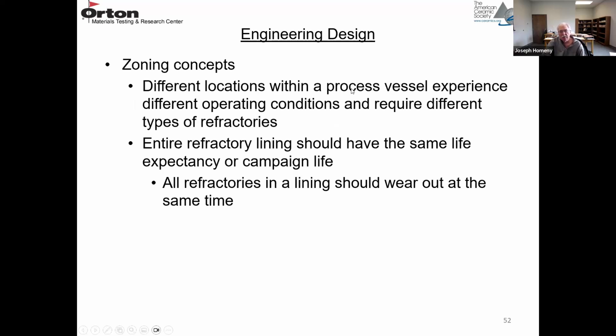So different locations have different wear rates. Different locations within a process vessel experience different operating conditions, different temperatures. They're in contact with different materials. So they need different types of refractories.